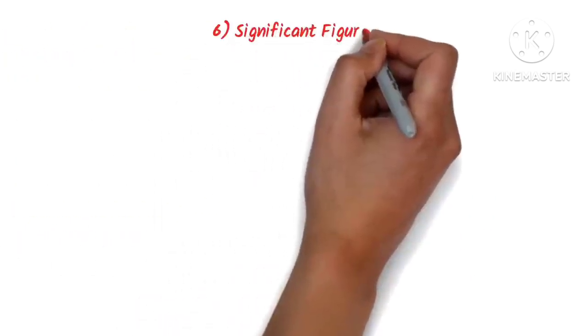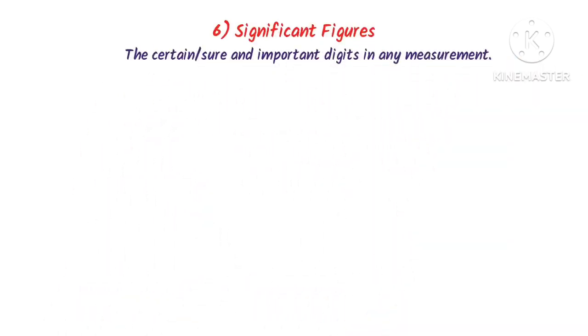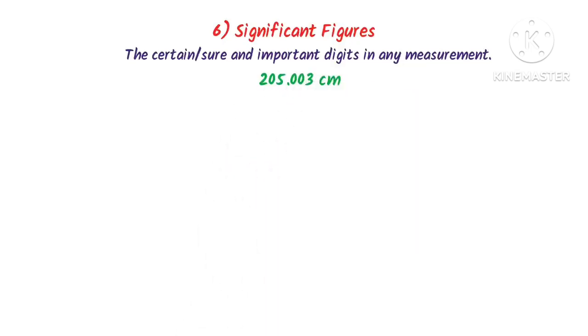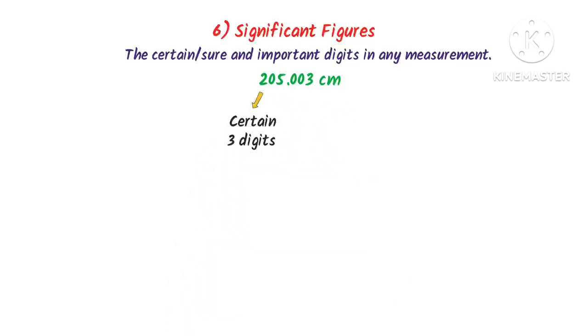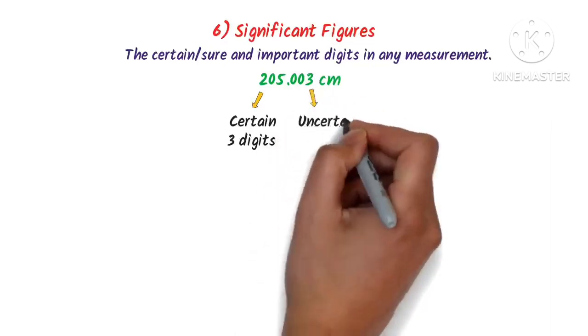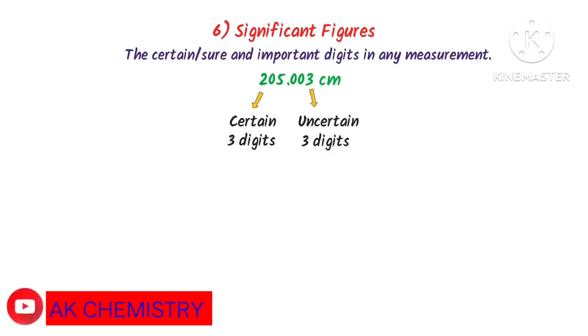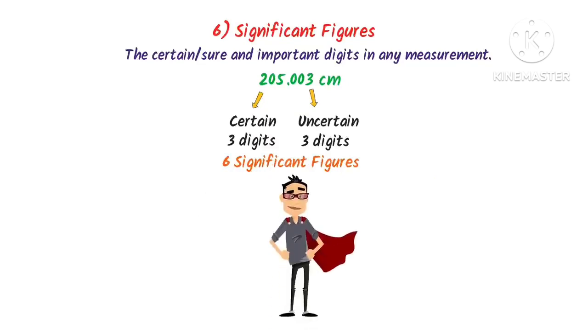The seventh topic is significant figures. The certain or sure and important digits in any measurement are called significant figures. For example, consider this number. Here, we know that 205 are certain or important 3 digits, while this 003 is uncertain, less important 3 digits. So the collection of certain or important digits is called significant figures. Now let me teach you the most simple trick to find significant figures.